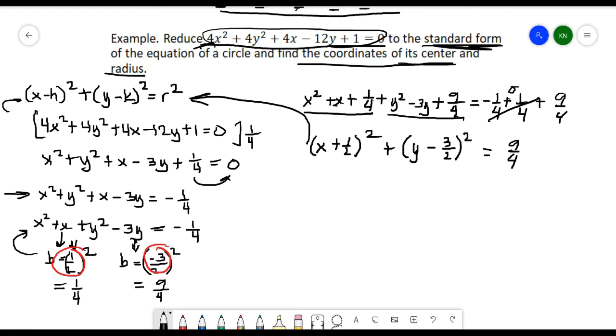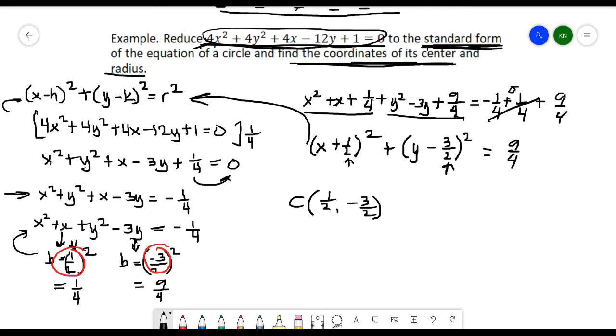So meaning to say, we've already succeeded with our goal to reduce this formula to the standard form of the equation of the circle. Now, it is said here that we need to find the coordinates of its center. So the coordinates are 1/2 and negative 3 halves, because this is our h and this is our k, right?